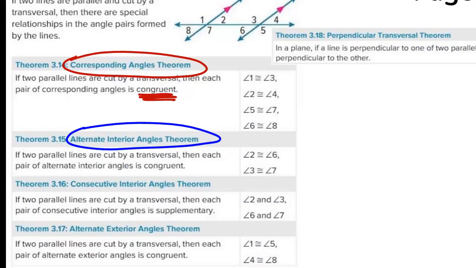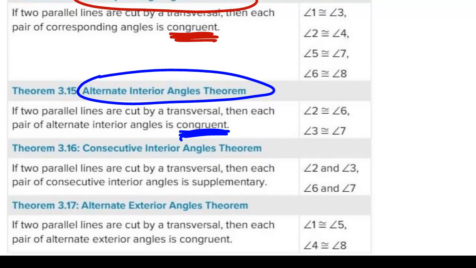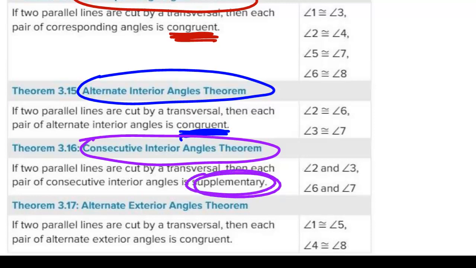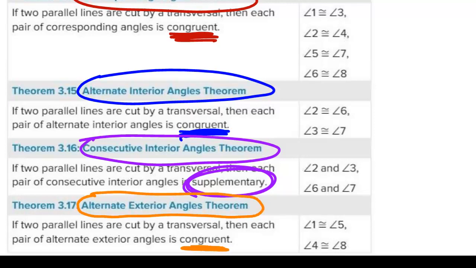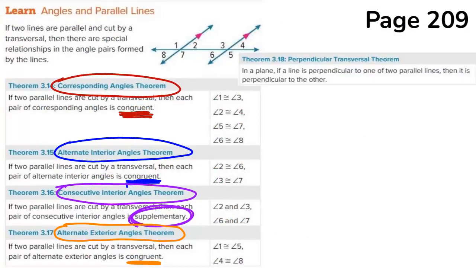Alternate interior angles. If my lines are parallel, then those angles are congruent. Consecutive interior angles. If my lines are parallel, these ones are supplementary. Remember, my consecutive ones and my linear pairs, those are the only ones that are supplementary. And then we also had alternate exterior angles. If my lines are parallel, then my alternate exterior angles are congruent.